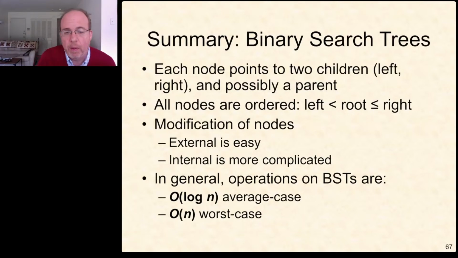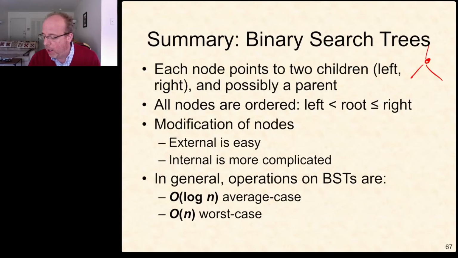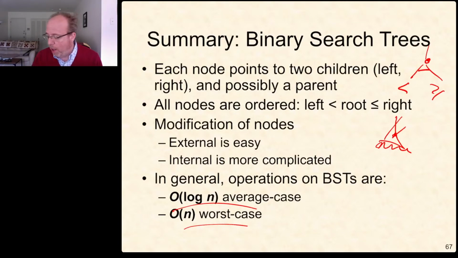Okay. So coming back to summarize where we are so far: binary search tree, every node has two children, a left or a right, possibly a parent. All of the nodes are ordered. Everything in the left subtree is less than the root, and everything in the right subtree is greater than or equal to the root. If we're messing around at the leaves, modification is really pretty easy. If we're trying to modify something in the middle, things get a little more complicated, but doable. In general, the operations are logarithmic in the average case and linear in the worst case. So the big question is, how do we make sure that we are in the average case even when we get a bad set of input? And that's going to be the next thing that we look at.